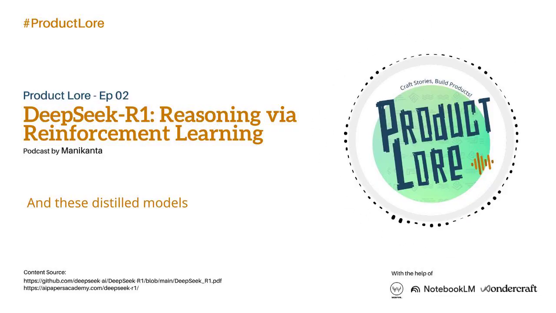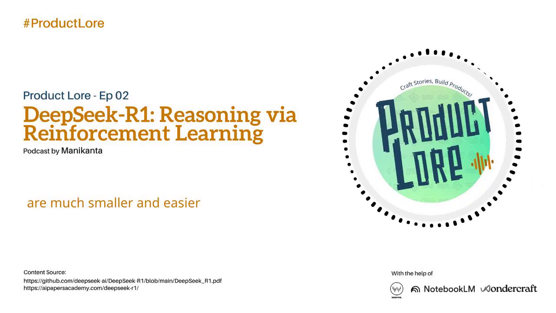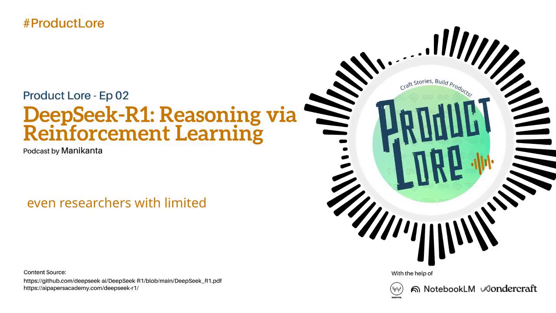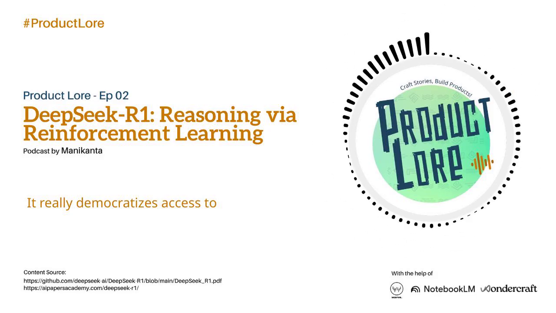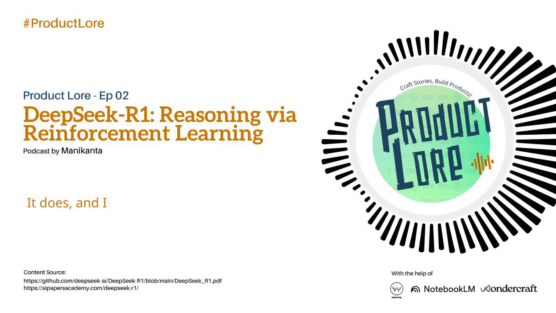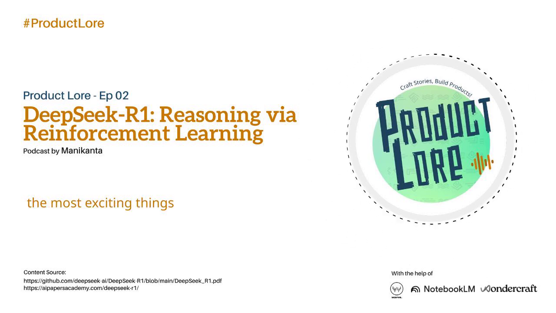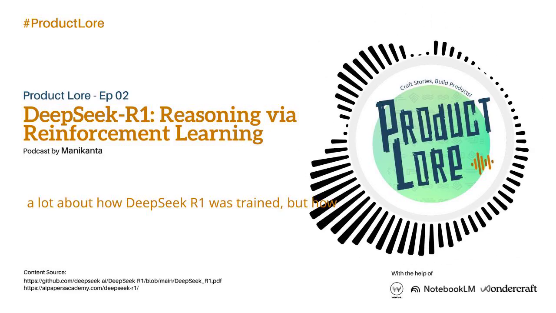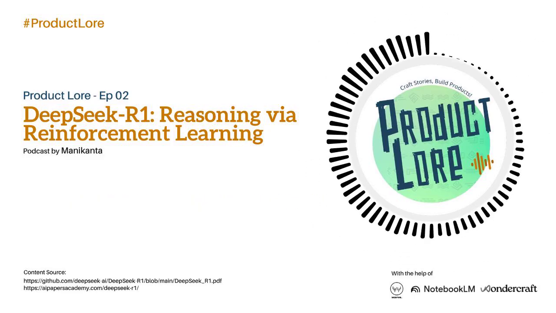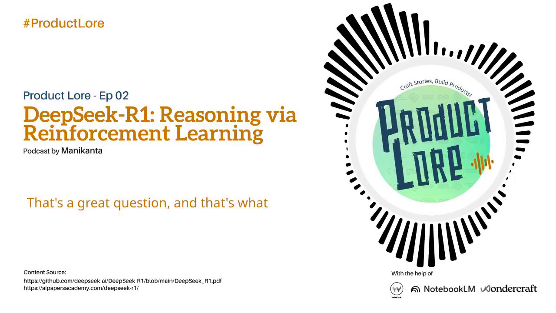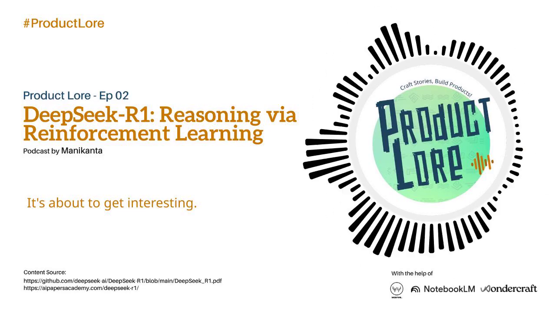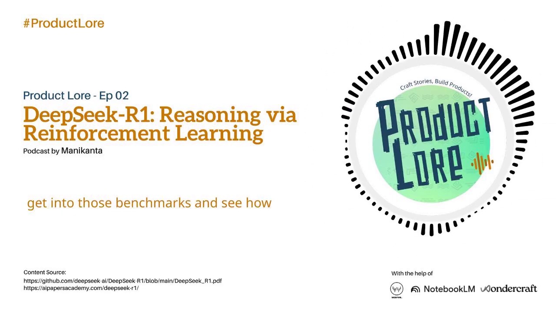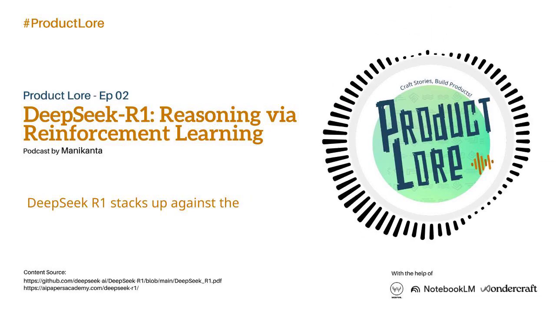Exactly. They've created these distilled versions of DeepSeek-R1 that are based on existing open source architectures like Llama and Qwen. And these distilled models are much smaller and easier to run, so even researchers with limited resources can experiment with them. That's fantastic. Yeah. It really democratizes access to this cutting-edge AI technology. It does, and I think that's one of the most exciting things about DeepSeek-R1. Okay, so we've talked a lot about how DeepSeek-R1 was trained, but how does it actually perform compared to other LLMs out there? That's a great question, and that's what we're going to dive into next. Buckle up, everyone. It's about to get interesting.